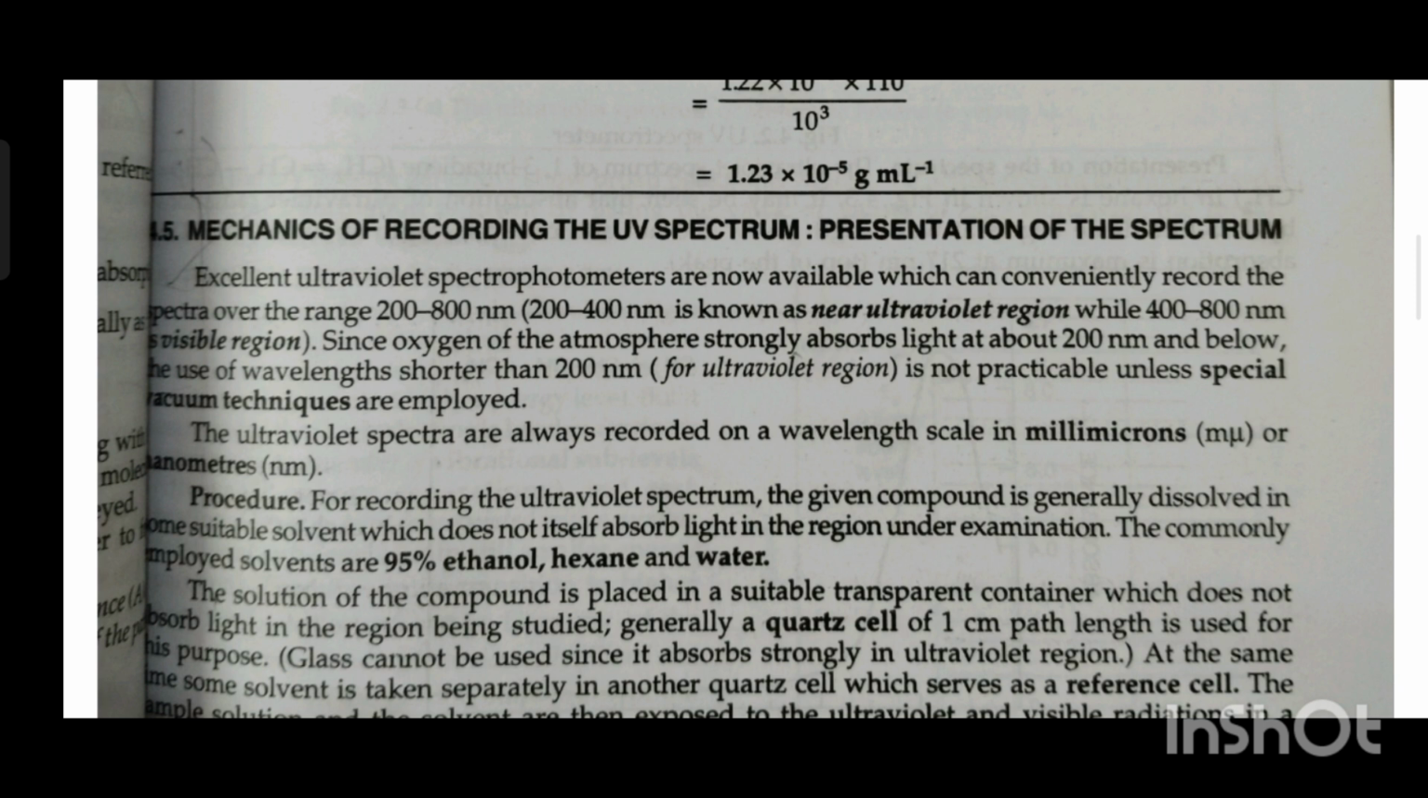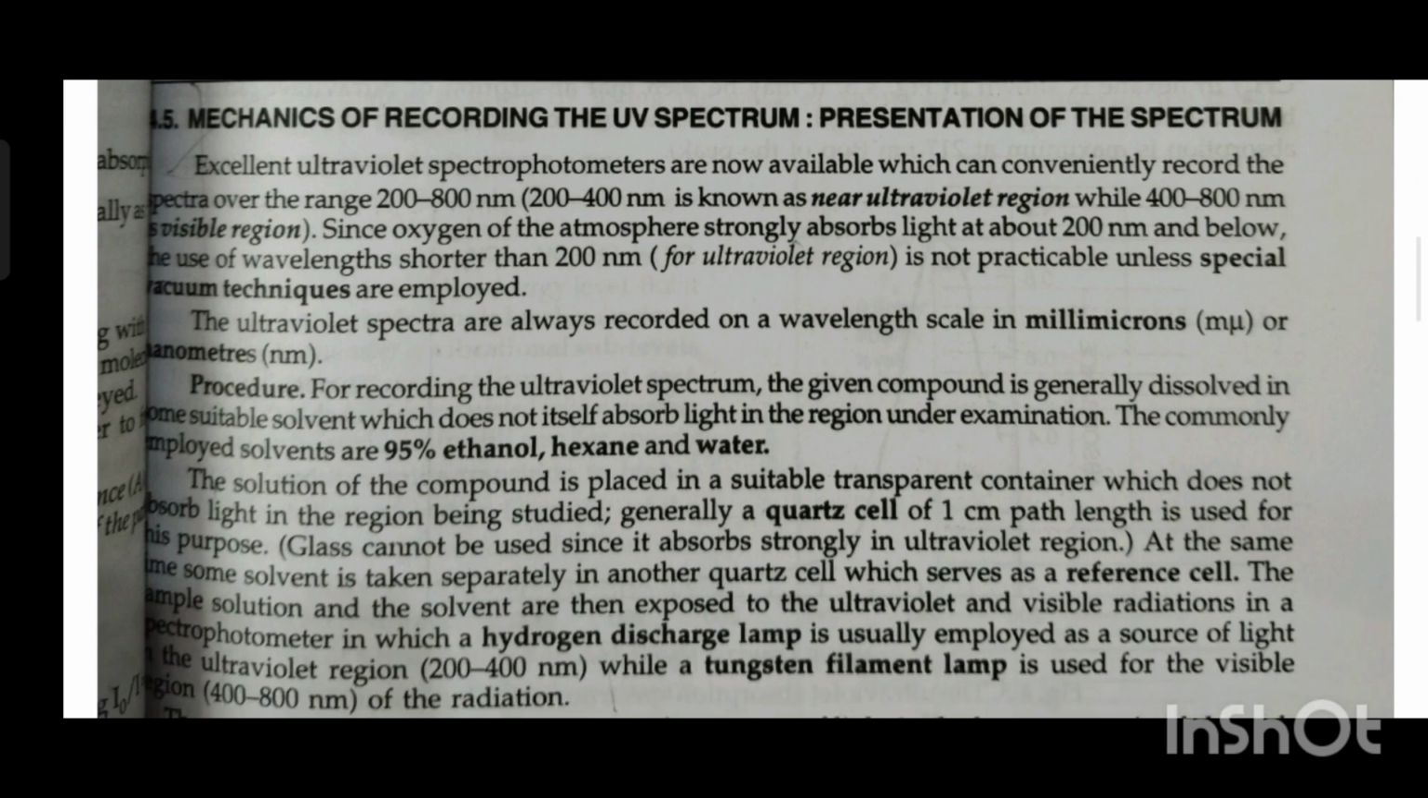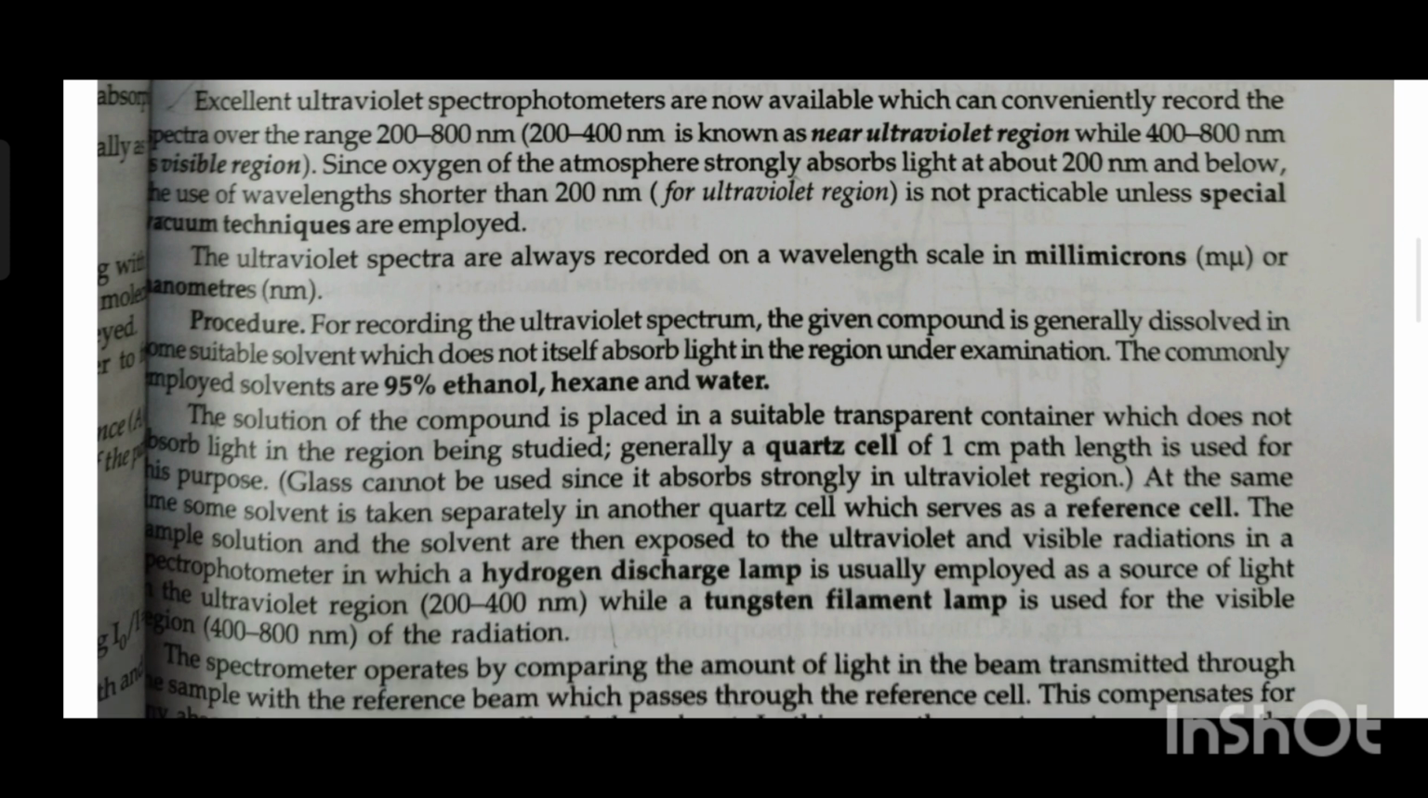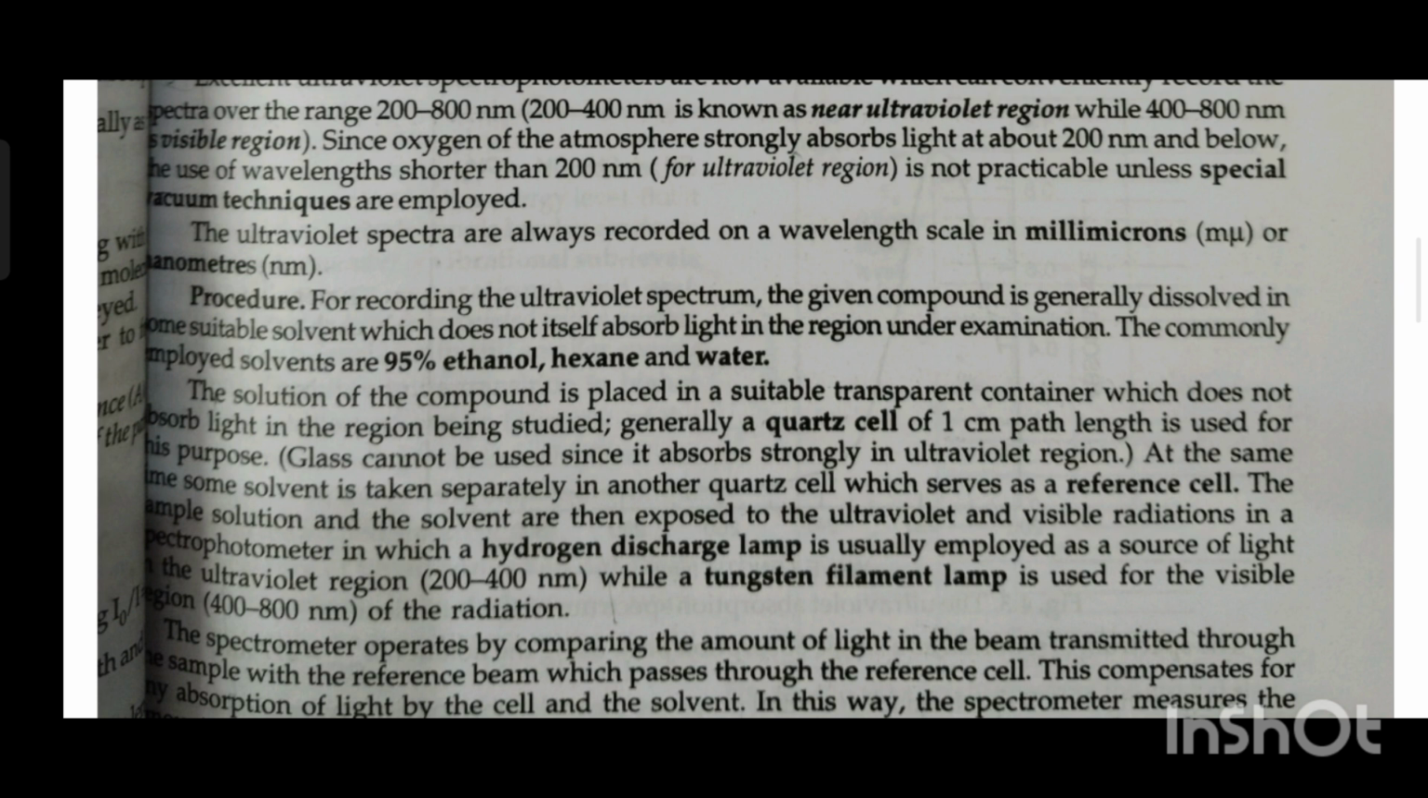Procedure. For recording the ultraviolet spectrum, the given compound is generally dissolved in some suitable solvent which does not itself absorb light in the region under examination. The commonly employed solvents are 95% ethanol, hexane, and water. The solution is placed in a suitable transparent container which does not absorb light in the region being studied. Generally, a quartz cell of 1 centimeter path length is used. Glass cannot be used since it absorbs strongly in the ultraviolet region.